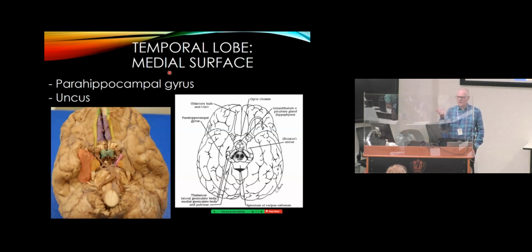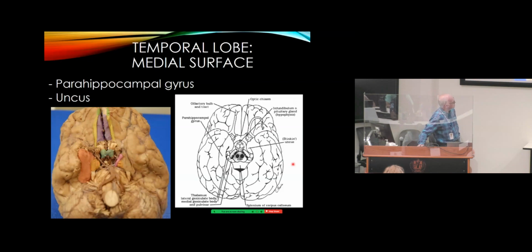Okay, again, if we turn the brain upside down, we can identify parts of the temporal lobe. The most medial portion of the temporal lobe in yellow here is called the uncus. Okay, and the area lateral to that is the parahippocampal gyrus. So the uncus is primary olfactory cortex, and you can kind of imagine here's the olfactory bulb and tract. So smell goes right back here to the uncus.